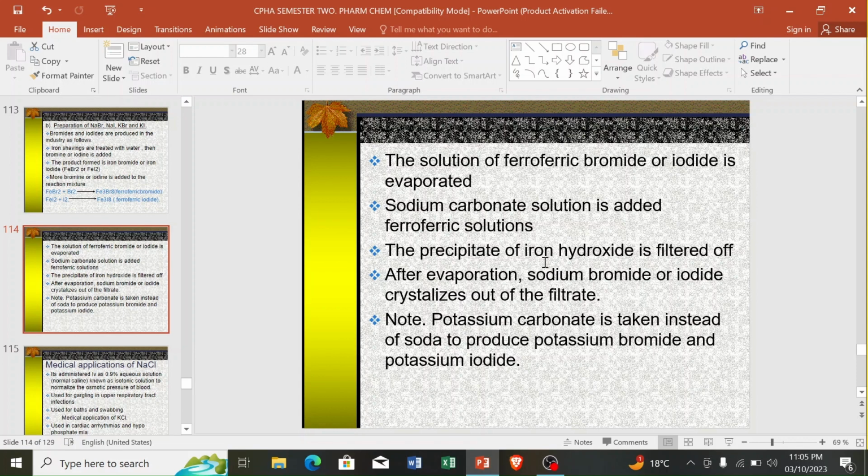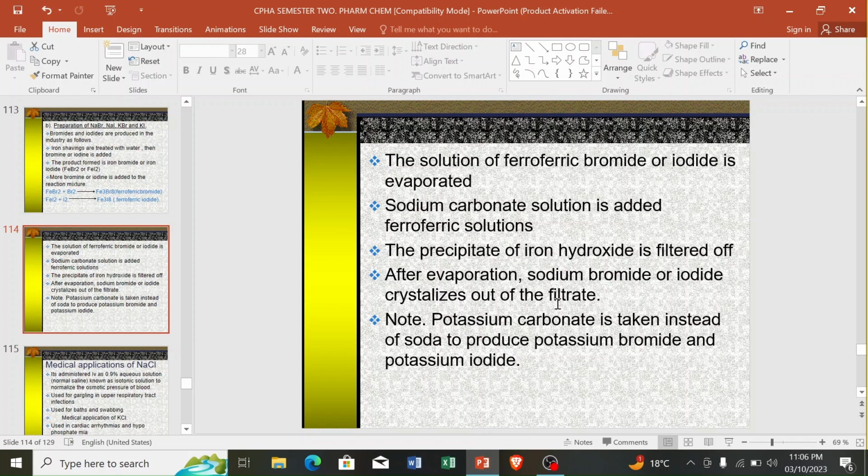The precipitate of iron hydroxide is filtered off. So when we react, we form this different precipitate, and we need to filter off iron hydroxide. It will be a precipitate, meaning in solution we shall remain with our sodium bromide or sodium iodide. After evaporation, sodium bromide or iodide crystallizes out of the filtrate. So you crystallize it out of the filtrate. Crystallizing may need you to evaporate it, heat it, and then you get crystals.